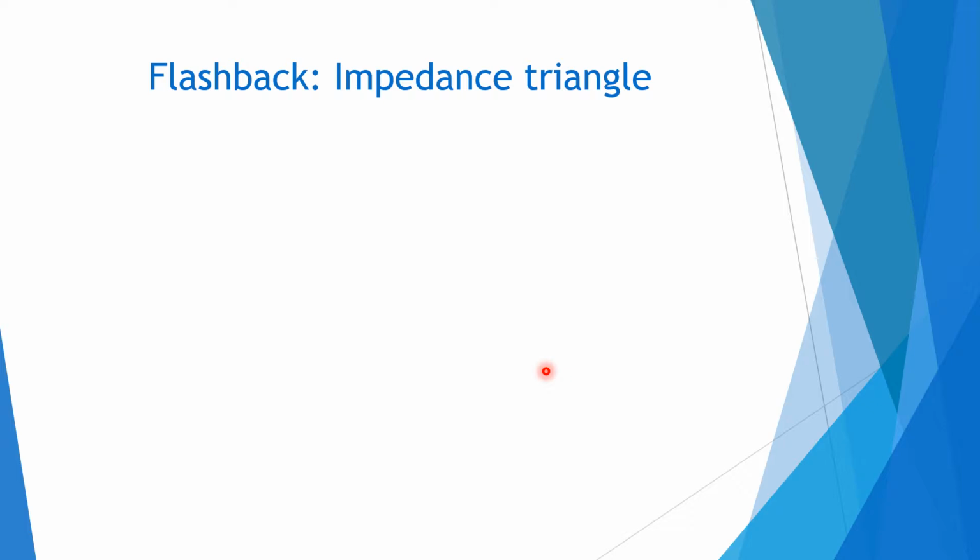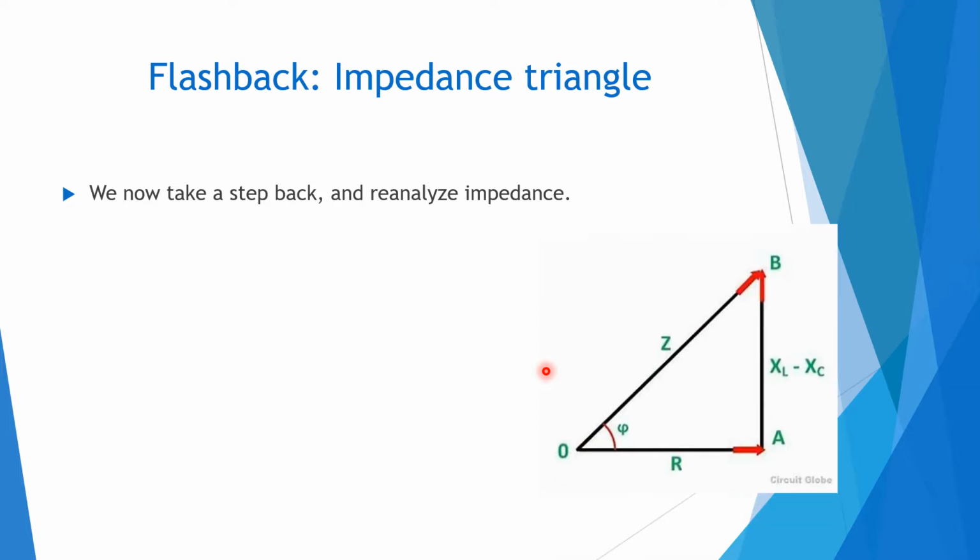So we go back to impedance, because we had said that it is actually a very complicated, complex number. So how is it hiding any secrets, right? So first, reanalyze impedance. This is what impedance looked like. The resistance was along the real axis, the reactance was along the imaginary axis, and we had the impedance. We had this angle, right.